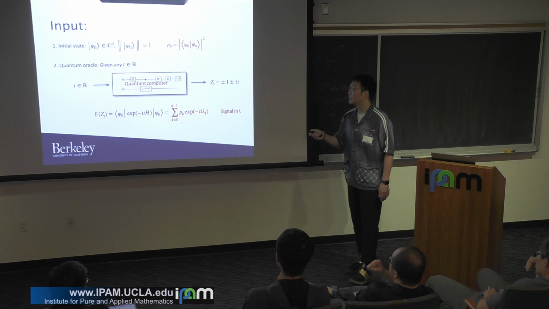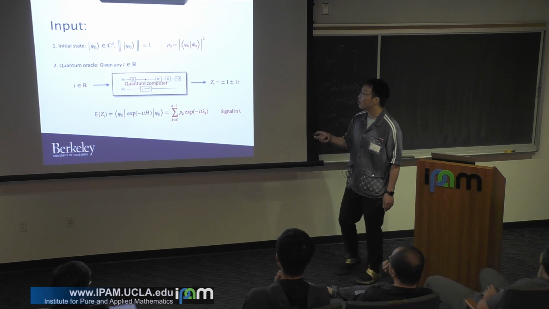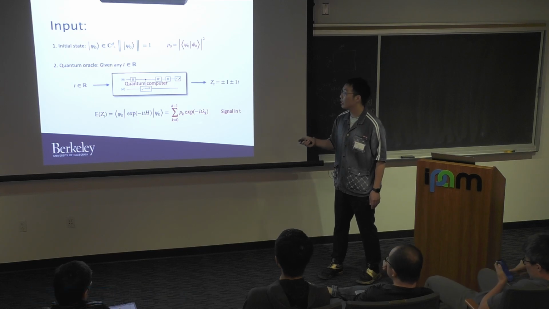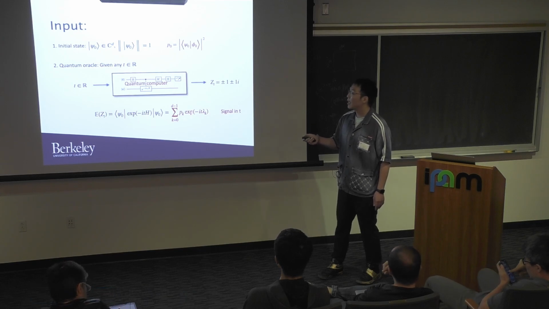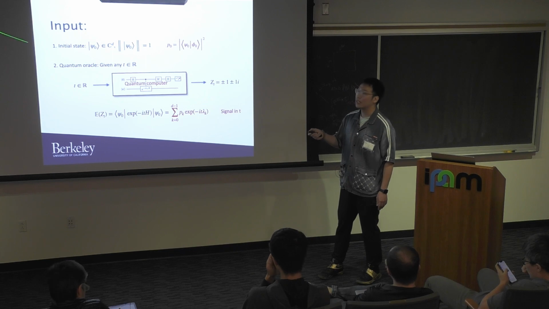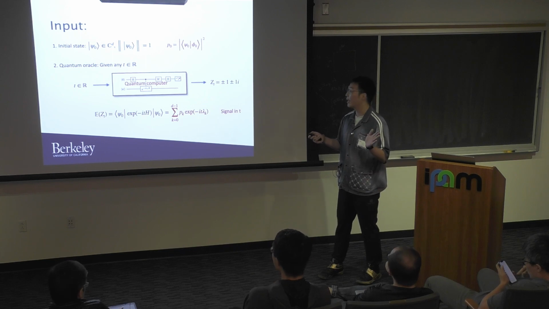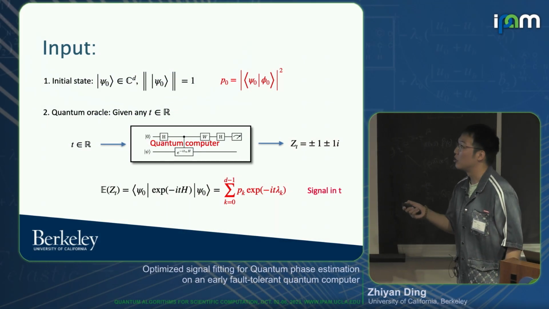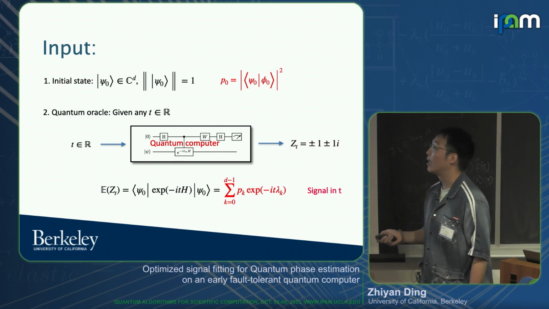Essentially you can understand it as a multiple signal, where pk is the overlap between the initial state and the other eigenstates, and lambda k is the other eigenvalues. Then, based on these two input models, we want to estimate lambda 0.